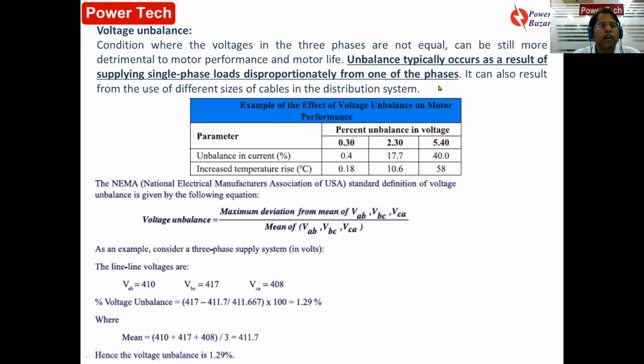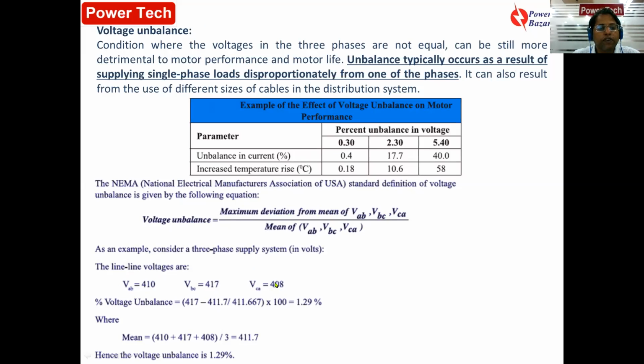Now, what is voltage unbalance? In a three-phase circuit, the line voltages are like this: VAB is 410 volt, VBC is 417 volt, VCA is 408 volt. Now, what is voltage imbalance? As per NEMA, the National Electrical Manufacturers Association of USA, it is the maximum deviation from the mean of VAB, VBC, VCA. So you have to calculate where the maximum deviation is.